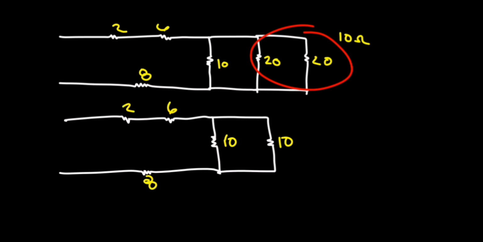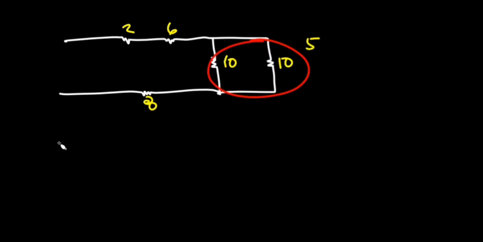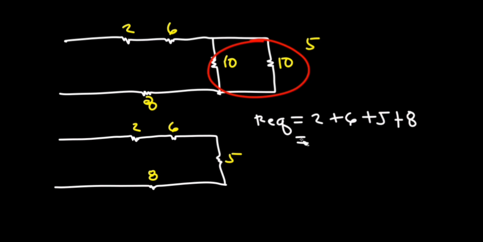10 in parallel with 10 will be equal to 5 ohms. The circuit now is a simplified series circuit. 2 plus 6 plus 5 plus 8. So the equivalent resistance is equal to 21 ohms.